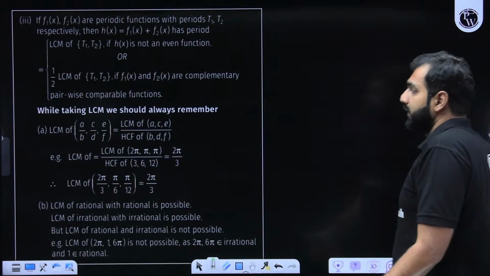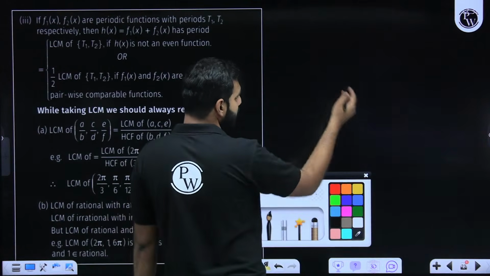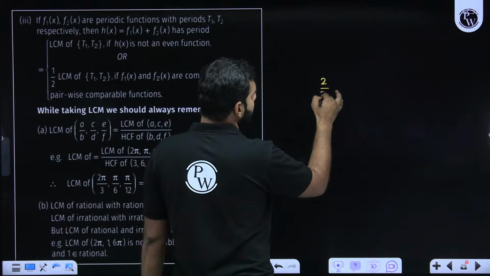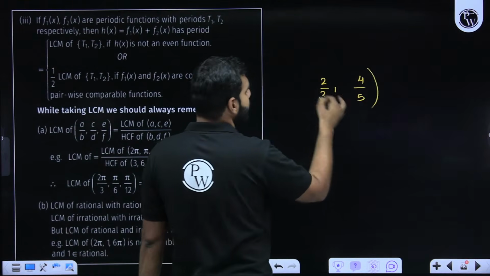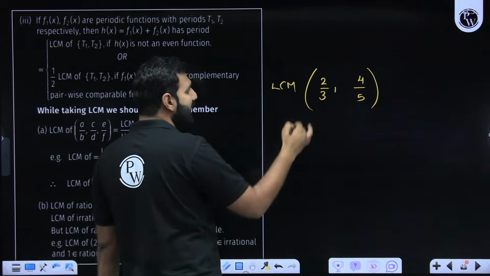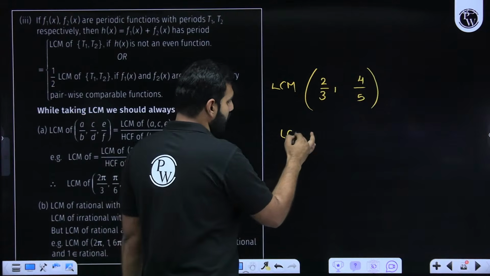The next part is, I hope you remember that when you are asked to take the LCM of fractions, let's say there is a fraction 2 by 3 and there is a fraction, let's say 4 by, any number you take, 5, and you are asked to take its LCM. So how do we take the LCM of fractions, students?